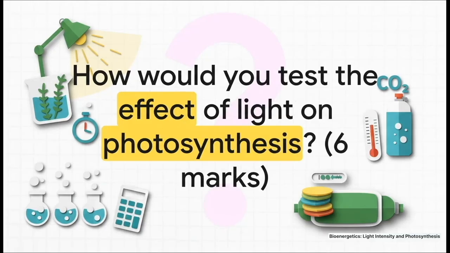And here it is, the classic 6-mark question. Just think about everything we've just covered. You'd need to describe the setup, say what you're changing, the distance, what you're measuring, bubbles per minute, and what you're keeping the same, like temperature and CO2. And of course, mentioning repeats and calculating a mean will get you easy marks. Structure your answer logically and you'll nail it.